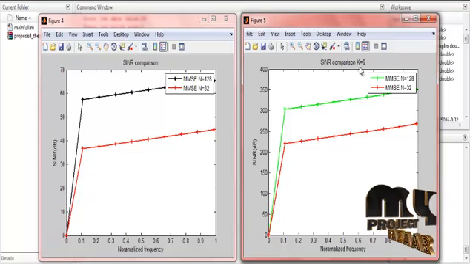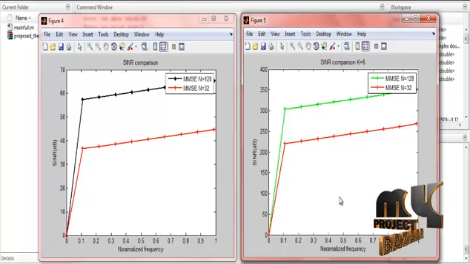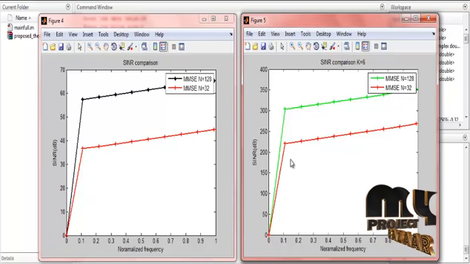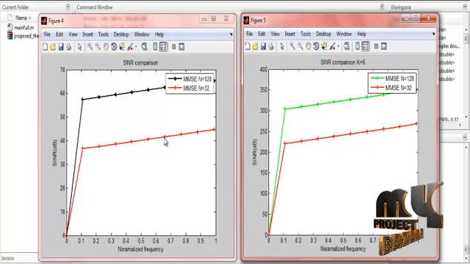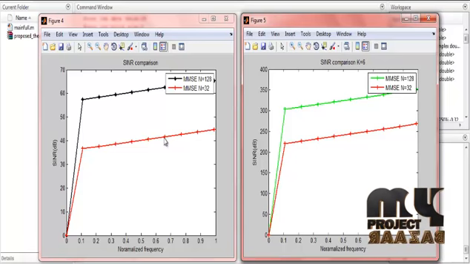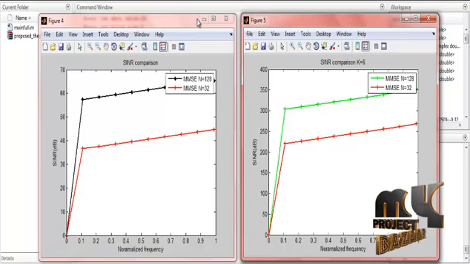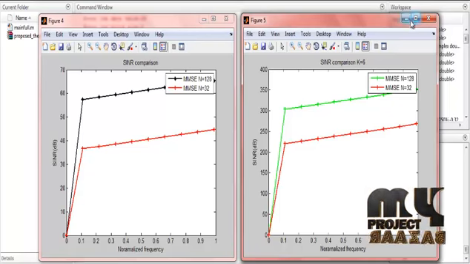In the next figure, SINR comparison, K is equal to 6. Compared to this, K equal to 6 multiplied by the value 6, the SINR should be increased. So these are the differences between the SINR comparison as a static value and K equal to 6 for the process.